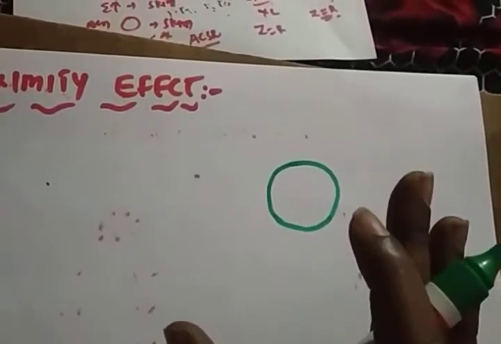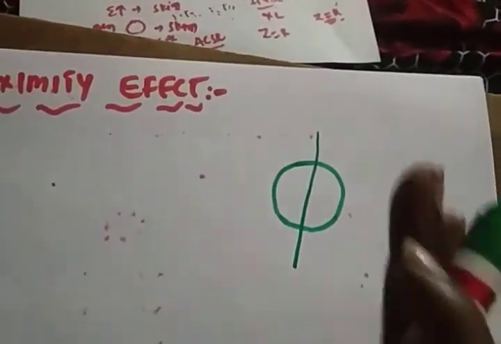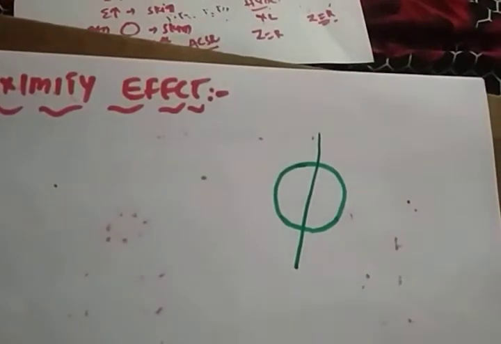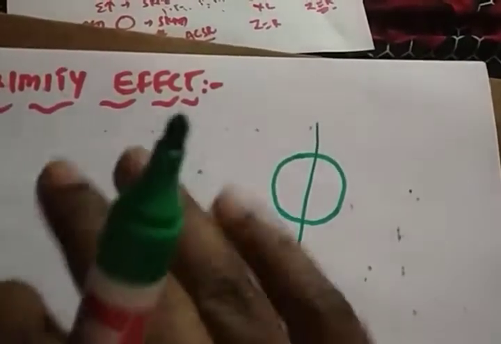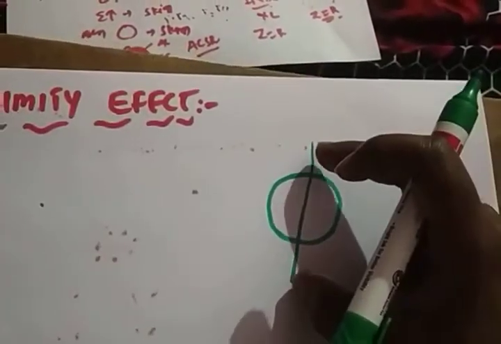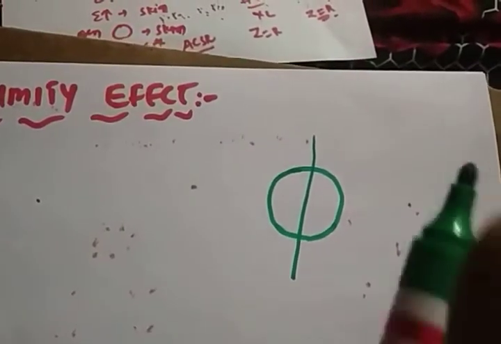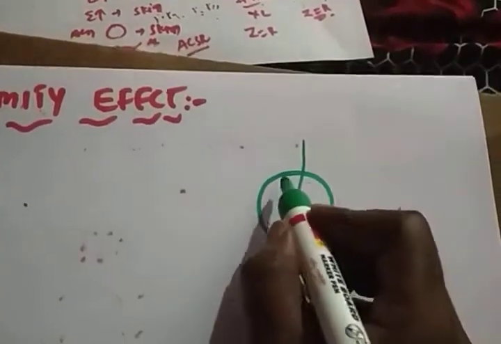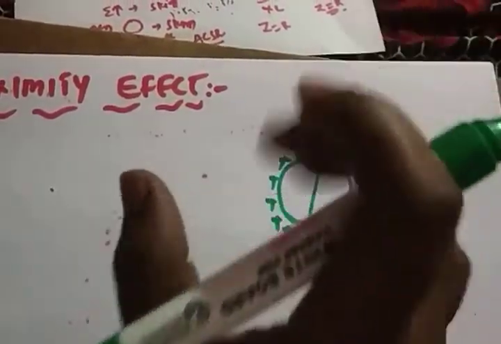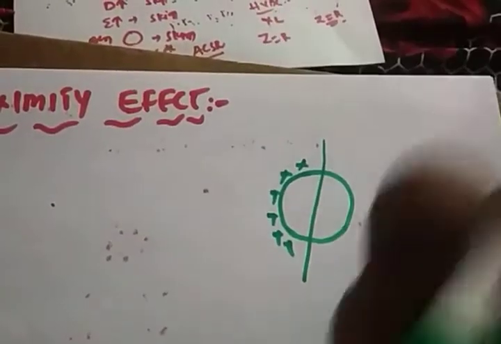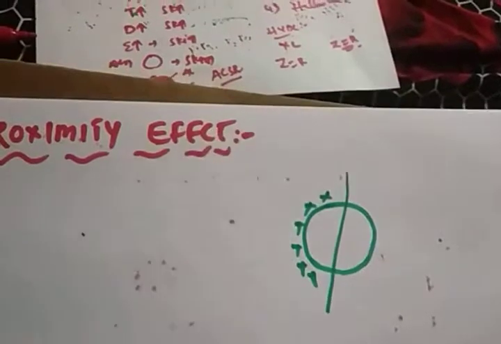Now I am dividing this conductor in cross-section, just assume, into two parts. The current travels from the sending end to the receiving end, whatever voltage is applied. If we bisect the conductor, the current flows on only one part, the top. The other part, the bottom, has no current. This phenomenon we call the proximity effect.